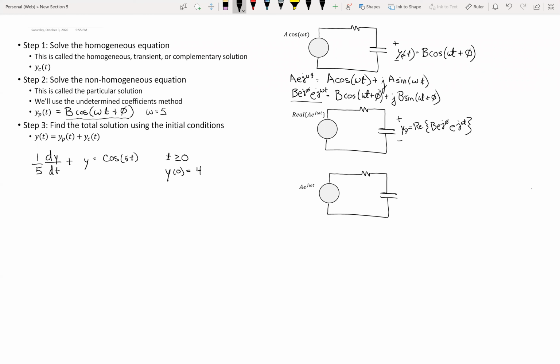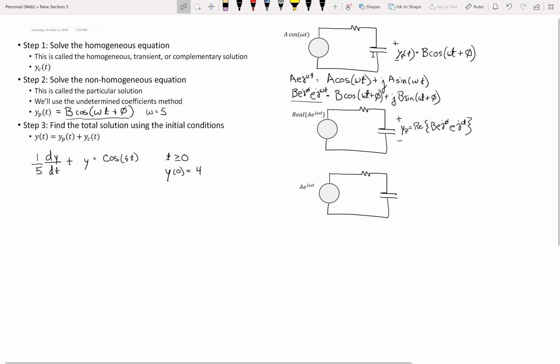Now, this differential equation could have come about from a circuit, okay? And in particular, it could have come about from what I call an RC circuit, where I have an input voltage source, A cosine omega t, where A cosine omega t could be 1 times cosine 5t. In this case, my output is the voltage across this capacitor, so the voltage across that capacitor is going to be y(t).